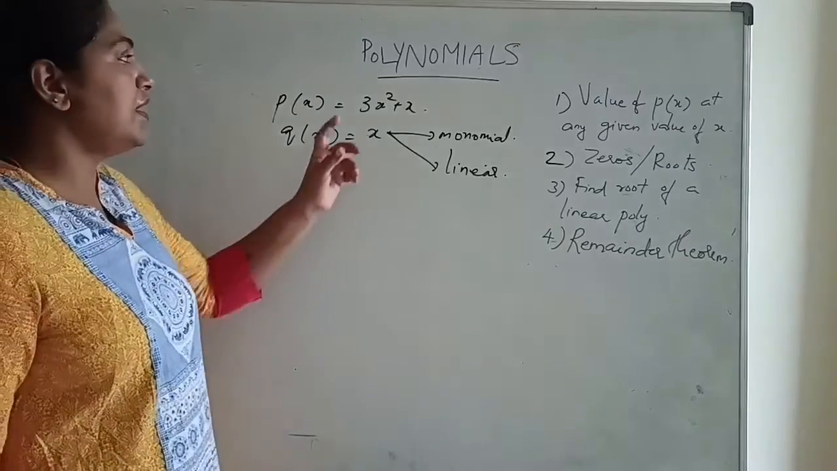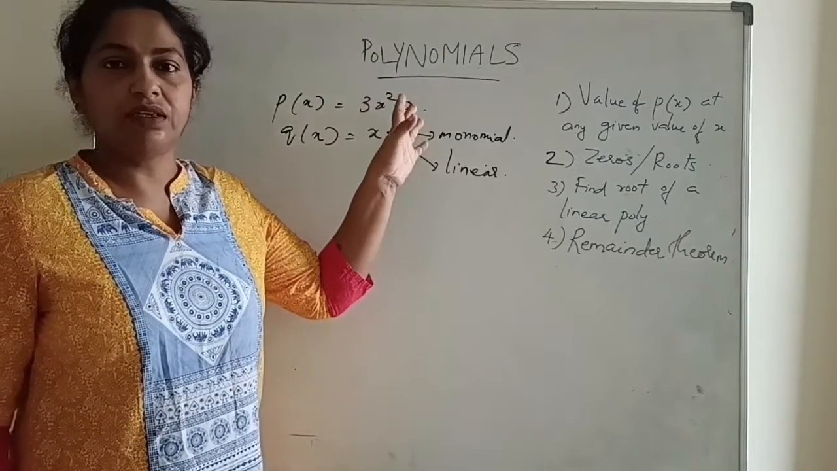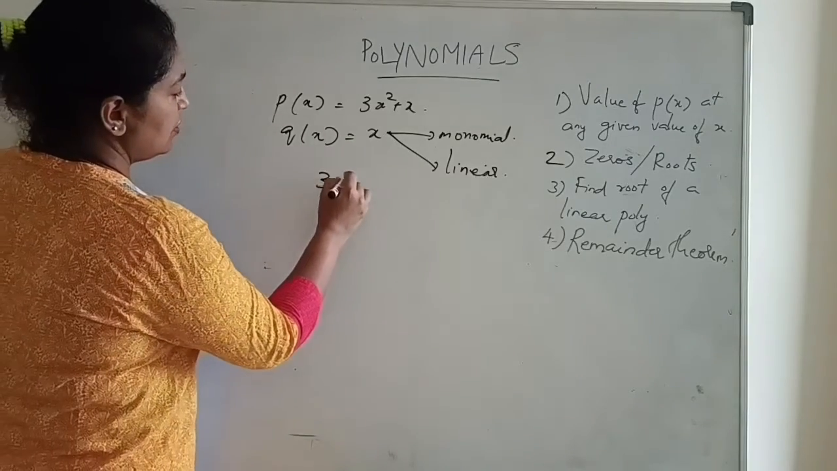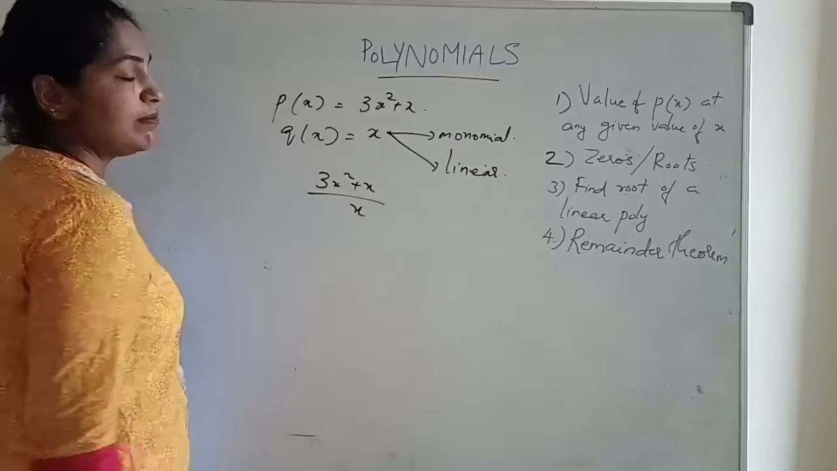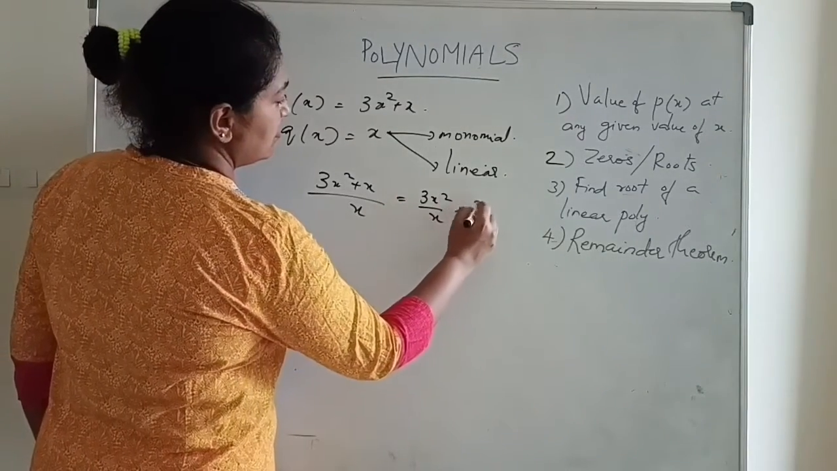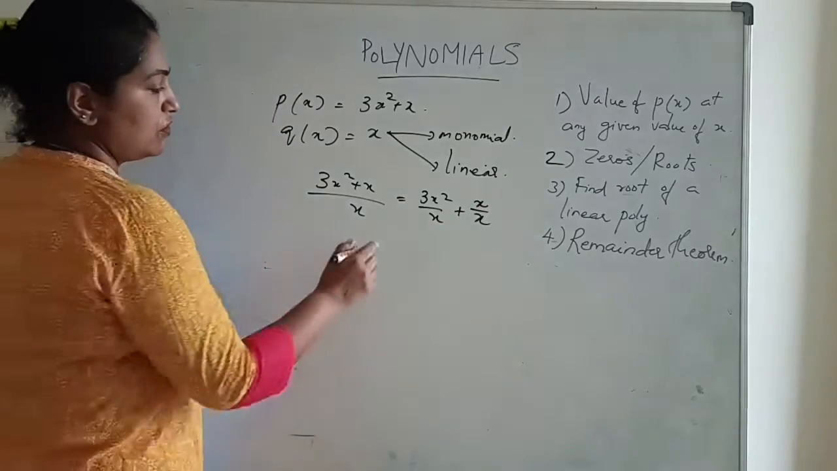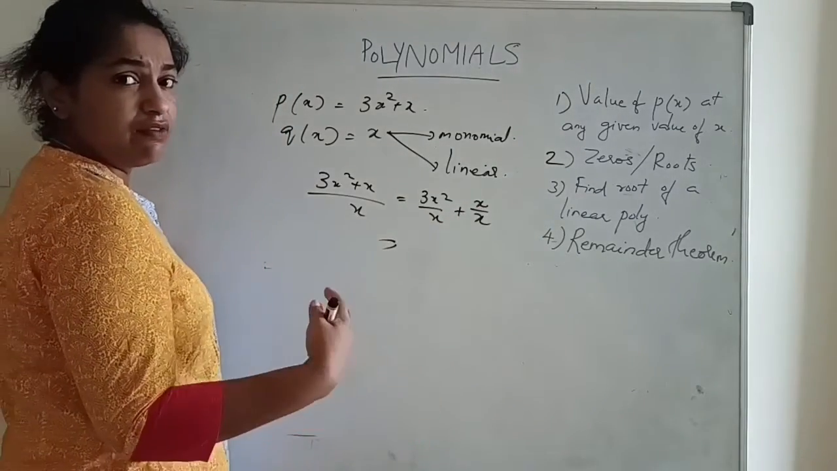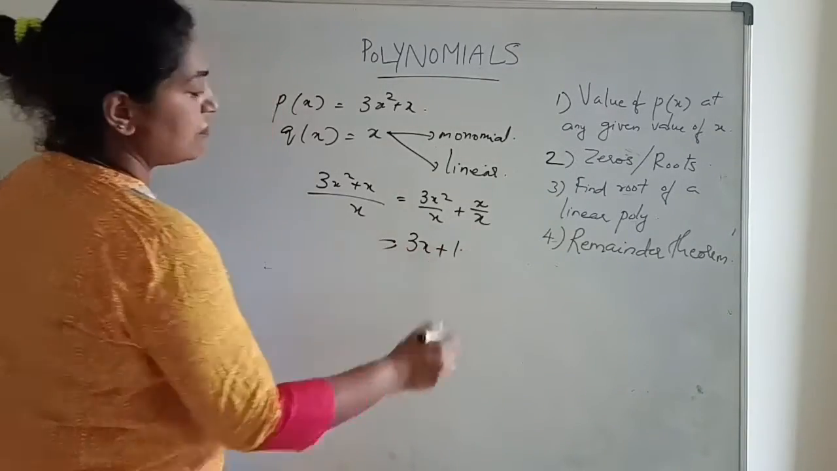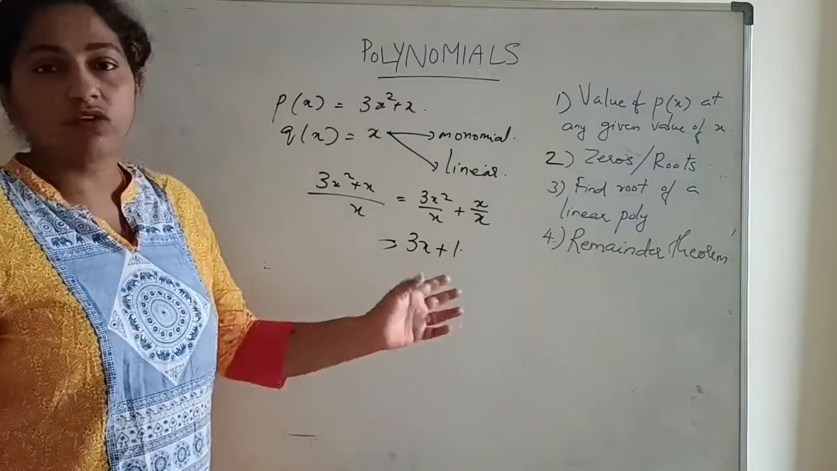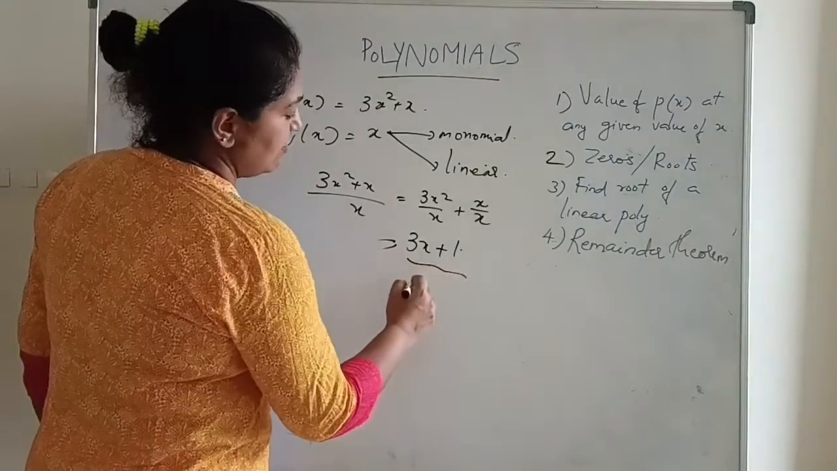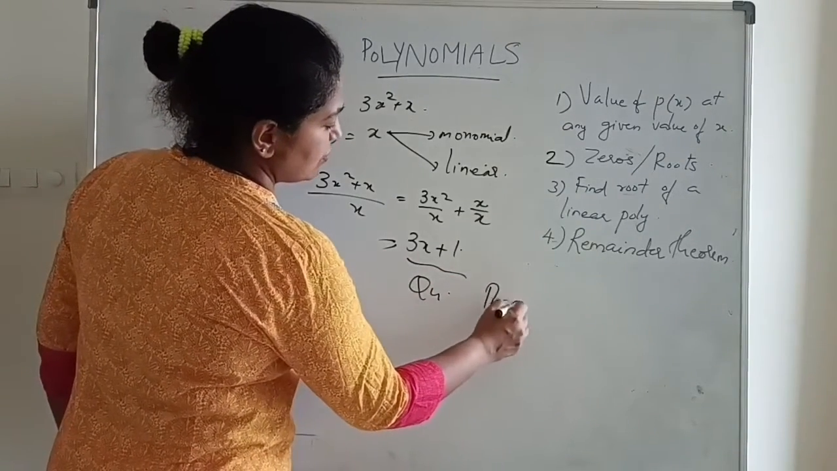Now, whenever I am dividing a polynomial, here 3x square plus x, by a monomial x, this is what you are basically asked to do: divide each term by the monomial. You have learned about exponents and exponential division also. So here I will get 3x plus 1, and there is no remainder. Every term is divisible by the divisor. So I can safely say this is my quotient and my remainder is 0.